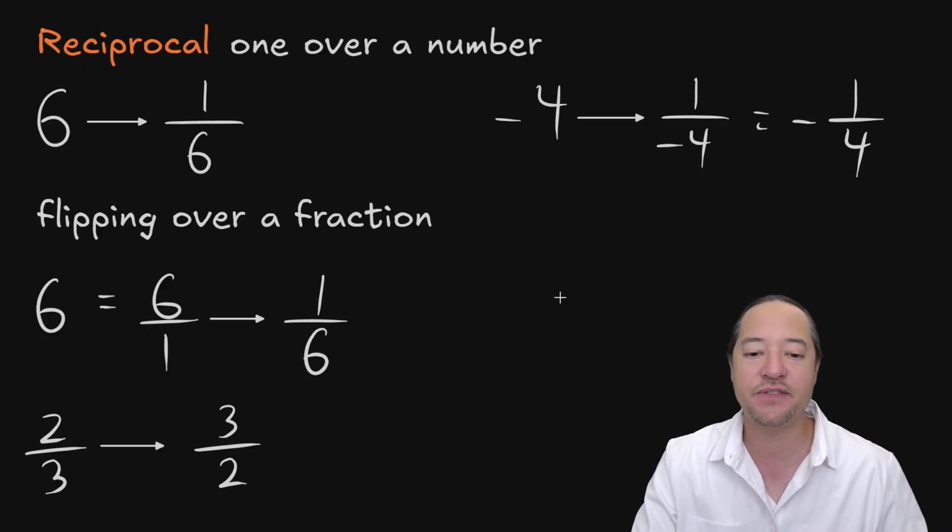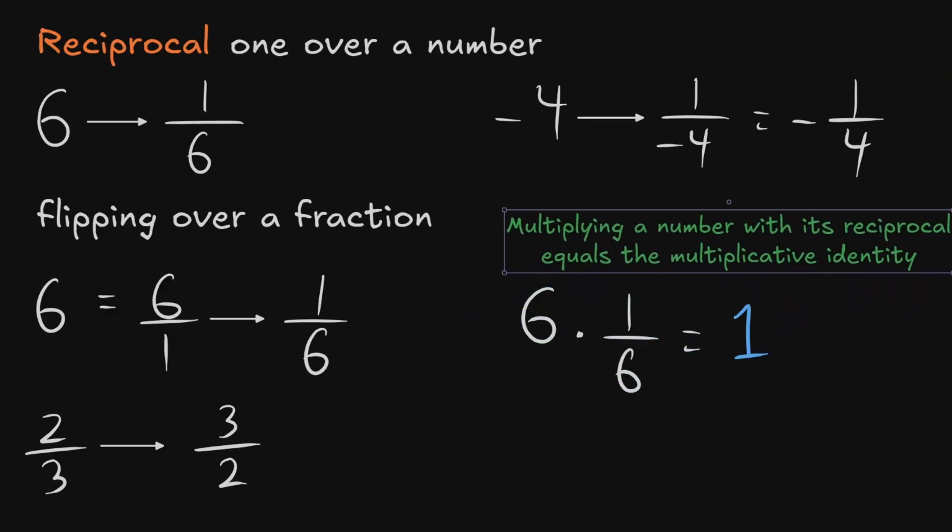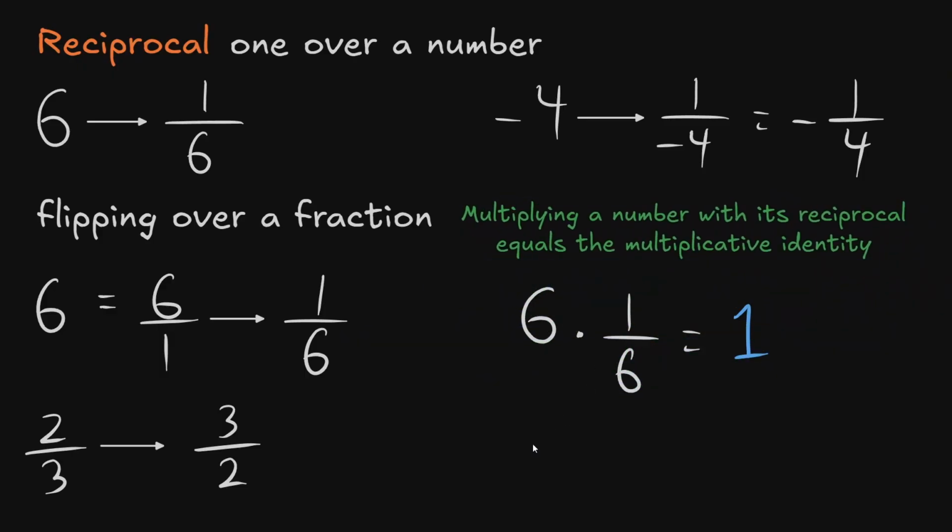There's another interesting thing that happens here. What happens if you take the original number, let's say 6, and multiply it by its reciprocal? What do we get? We're actually going to get the number 1. The number 1 is the multiplicative identity. So multiplying a number with its reciprocal equals the multiplicative identity.